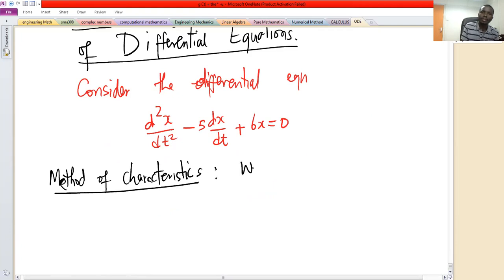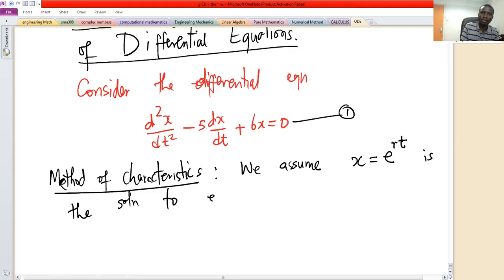So we assume that x equals e raised power rt is the solution. We call this one equation 1, so this is the solution to equation 1.